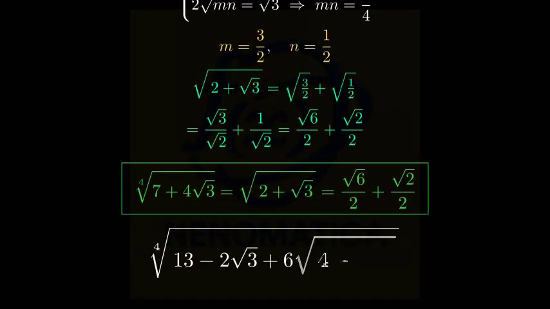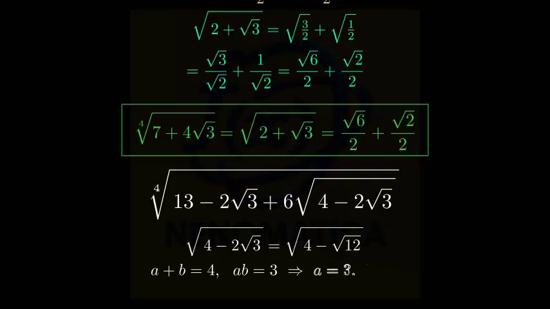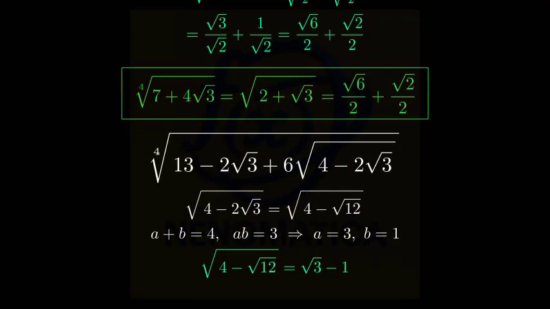Example 2. Consider the fourth root of 13 minus 2 times the square root of 3 plus 6 times the square root of 4 minus 2 times the square root of 3. We first simplify the inner square root. Note that 2 times the square root of 3 equals the square root of 12. So we rewrite the inner radical as the square root of 4 minus the square root of 12.